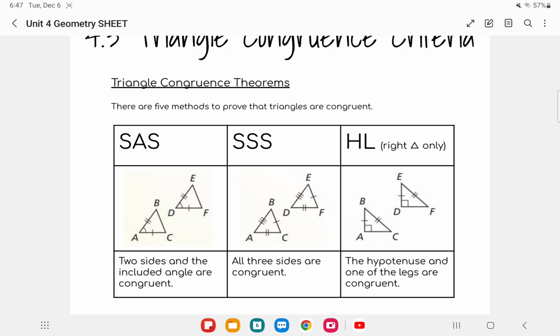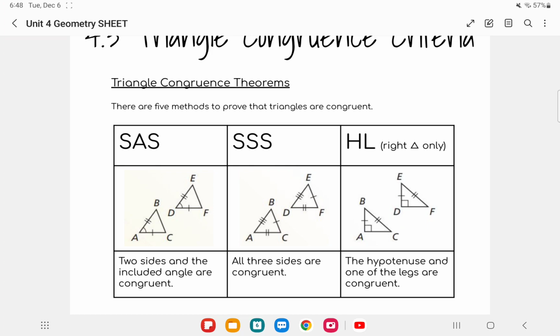Hypotenuse leg is the other one, HL. That's only for right triangles though, so they have to have that right angle there. And so our hypotenuse, which is the side across from the right angle, would be BC, and that would be EF. As long as our hypotenuse and one of the legs, so in this case AB and DE, are congruent, that means both triangles are congruent to each other.